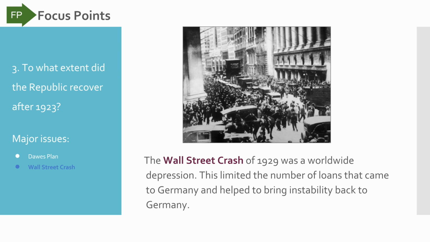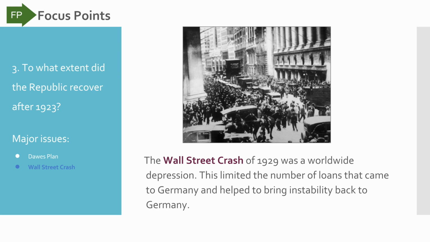So Germany starts off low after World War I. It begins to rise starting in 1924, but by 1929, Germany once again is suffering from hardships as it relates to the economy. Let's take a look at our topic sentence. The Wall Street crash in 1929 was a worldwide depression. This limited the number of loans that came to Germany and helped to bring instability back to Germany.